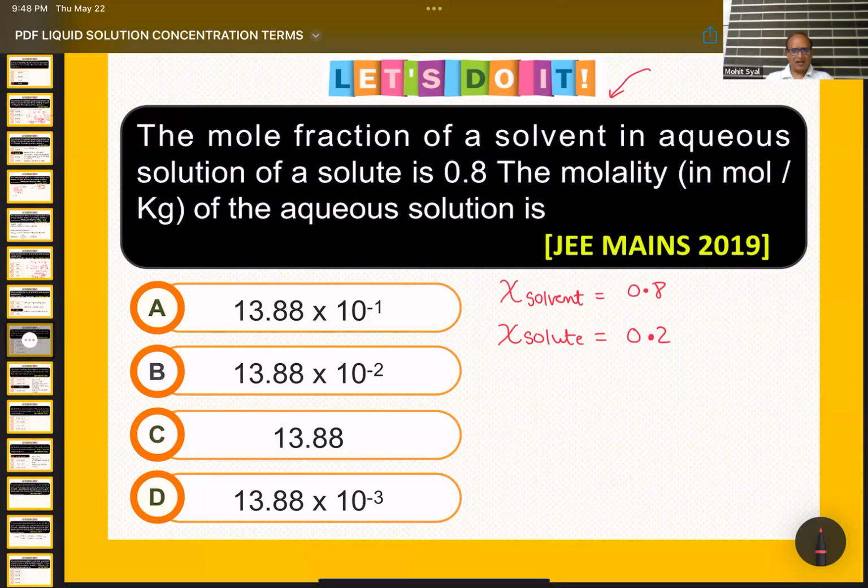So if somebody gives me a fraction, it will be easier for me to take the total moles to be 1, because fraction means out of 1. So out of 1 mole, we are having 0.2 mole of the solute and 0.8 mole of the water, aqueous. And that is very simple now. Out of total 1 mole, solute is 0.2 moles, and water is 0.8 moles, because you are having aqueous solution. Clear?